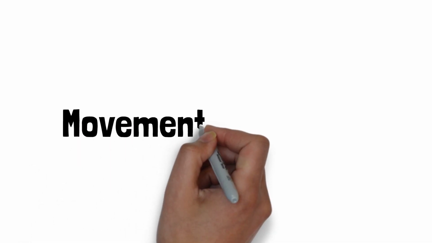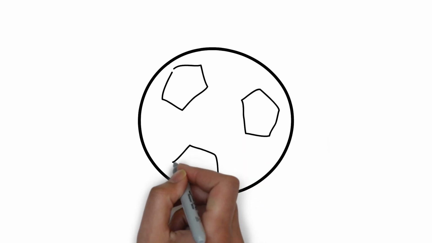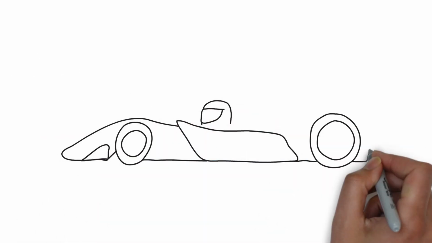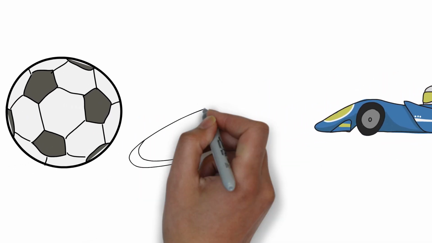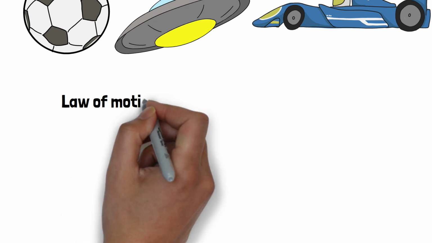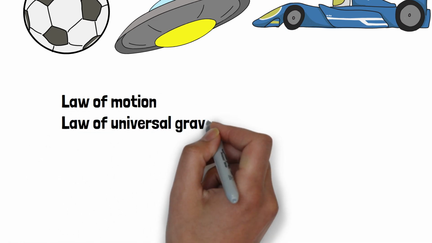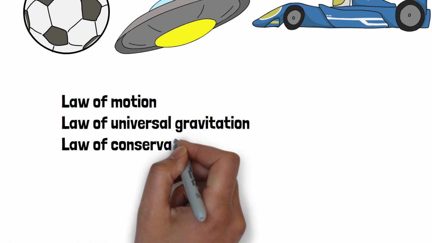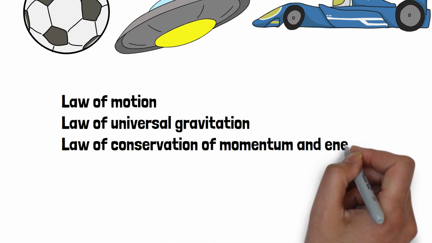For centuries, people have been using the traditional Newton mechanics system to describe how objects move around the world, such as a ball, a race car, or even a spaceship. We use the law of motion, law of universal gravitation, and the law of conservation of momentum and energy to describe them.